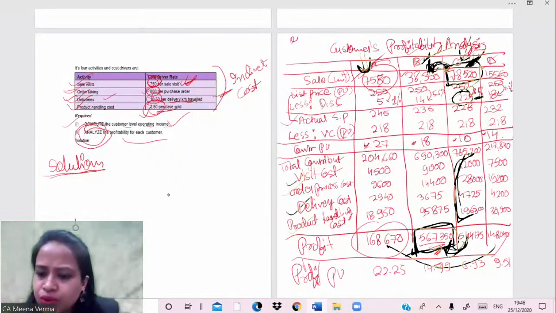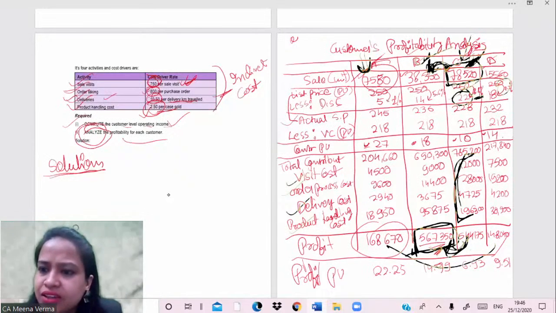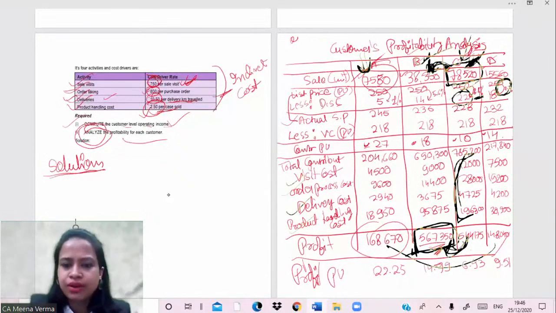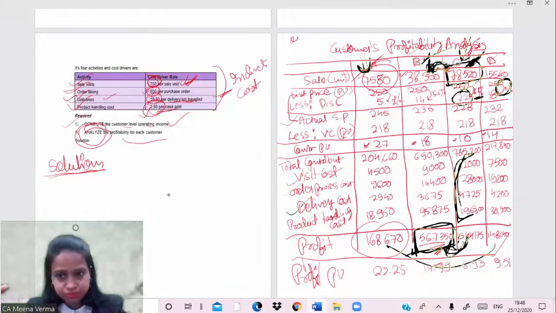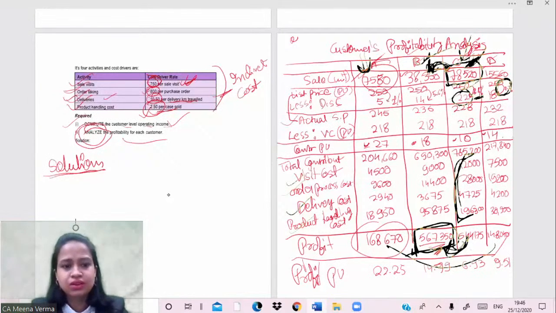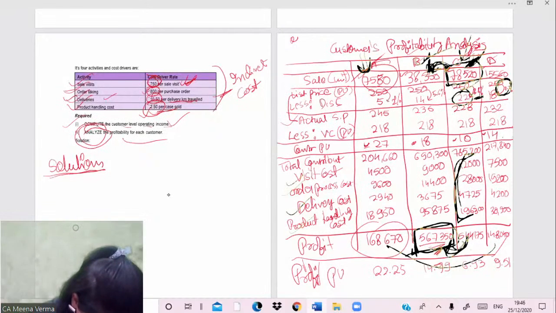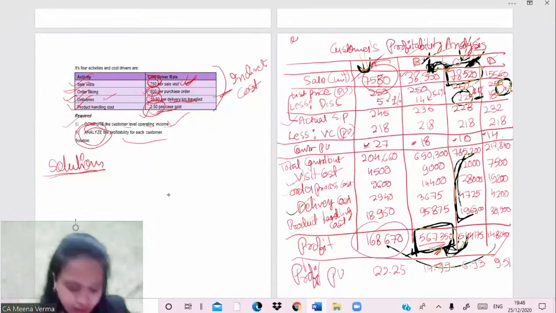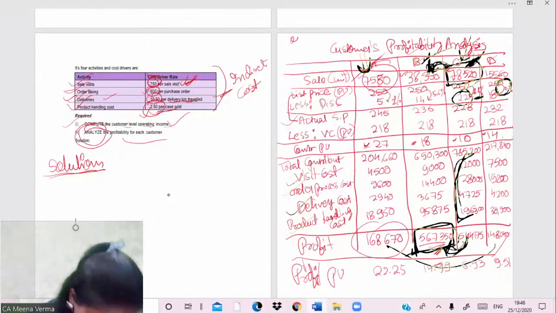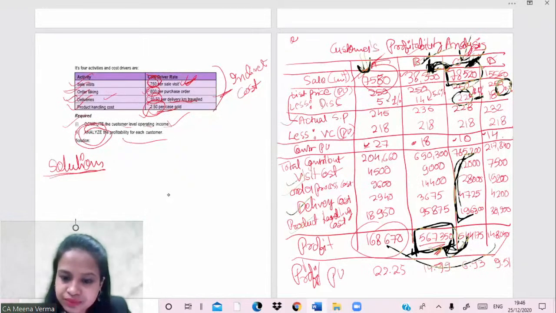Why is the profitability of D less? Again, the discount, the value of discount. But why do we give more discount to the customer who is buying more quantity? Because in order to retain them in the business. So in this way, you can write it. Very nice. Customer A is more profitable.